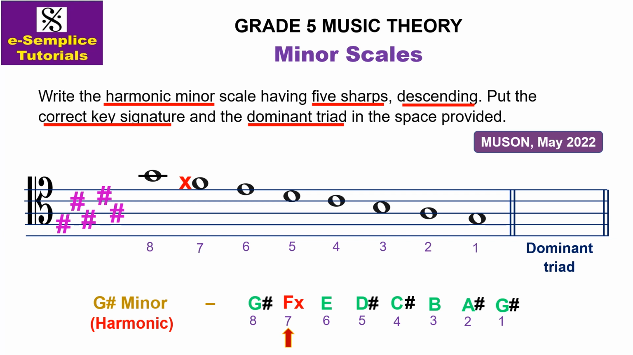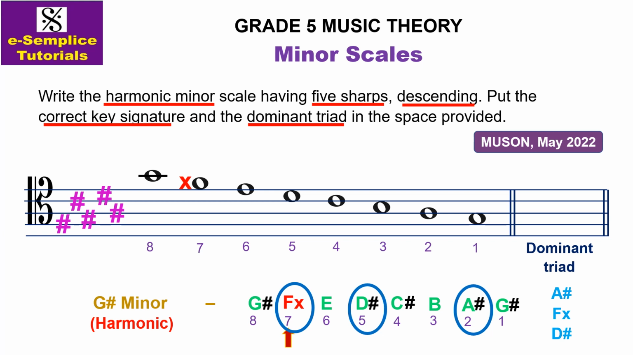Next is the dominant triad. Dominant is the 5th degree of the scale. So D sharp will be at the root of your triad, followed by the leading note, followed by the supertonic. So as usual, stack the notes the way it will appear on the stave. We'll be having D sharp, F double sharp, and A sharp.